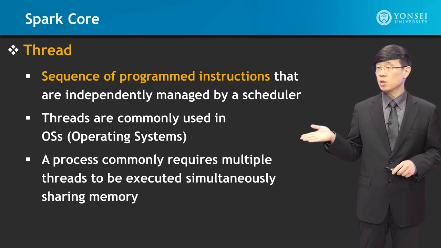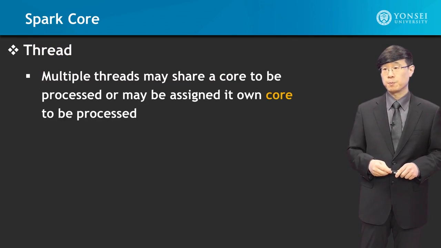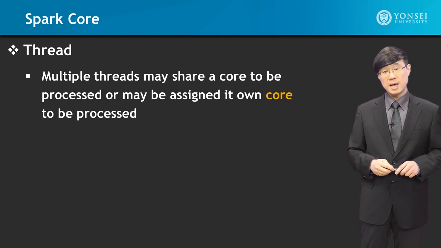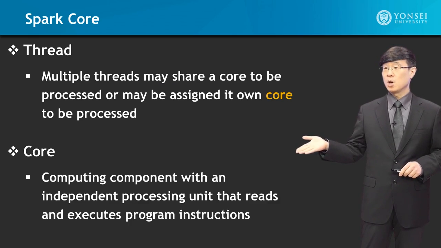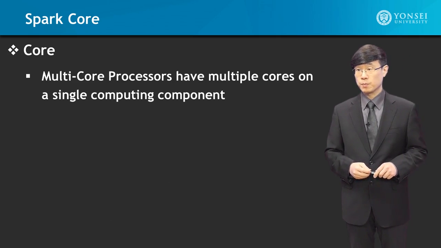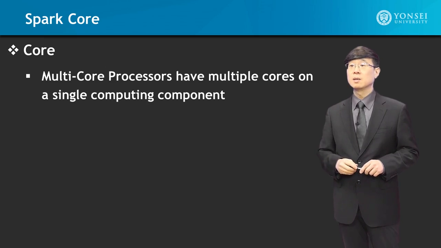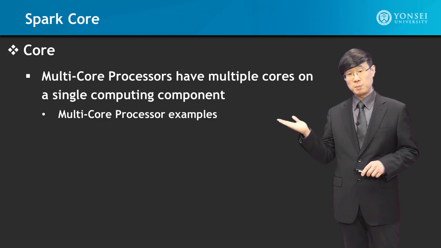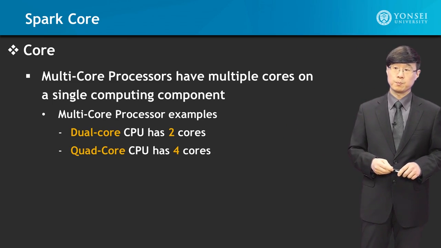A process commonly requires multiple threads to be executed simultaneously, sharing memory. Multiple threads may share a core to be processed or may be assigned to its own core. A core is a computing component with an independent processing unit that reads and executes program instructions. Multi-core processors have multiple cores on a single computing component. For example, a dual-core CPU has 2 cores. A quad-core CPU has 4 cores.